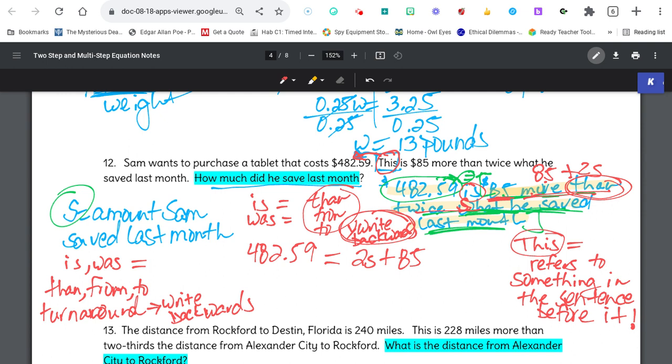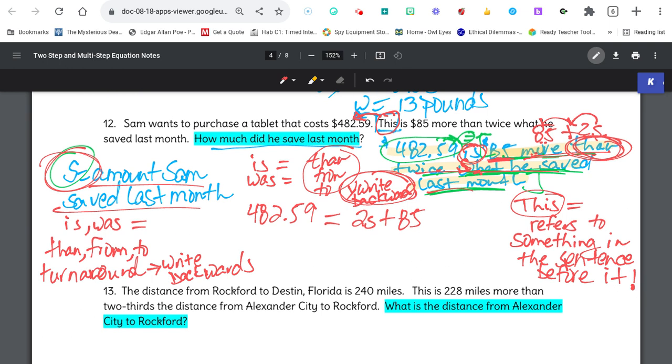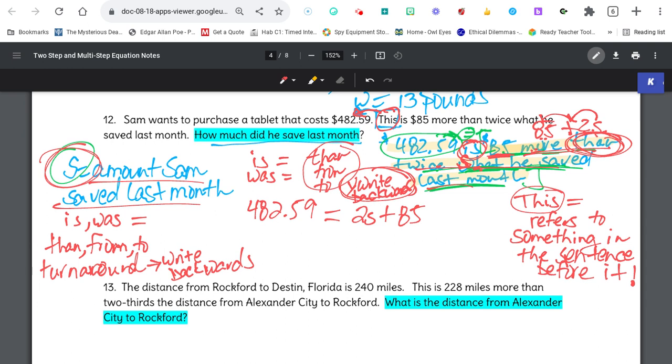And so is, I chose to put as an equal. And then 85 more than twice s. What he saved last month was just s, guys. Twice means double it. So 2s is double s. But because it has than in it, we're going to turn it around and write 2s plus 85 in our statement. It really doesn't matter with a plus sign, but it will matter with less than, which is a minus. All right, now I'm going to subtract 85 from both sides.